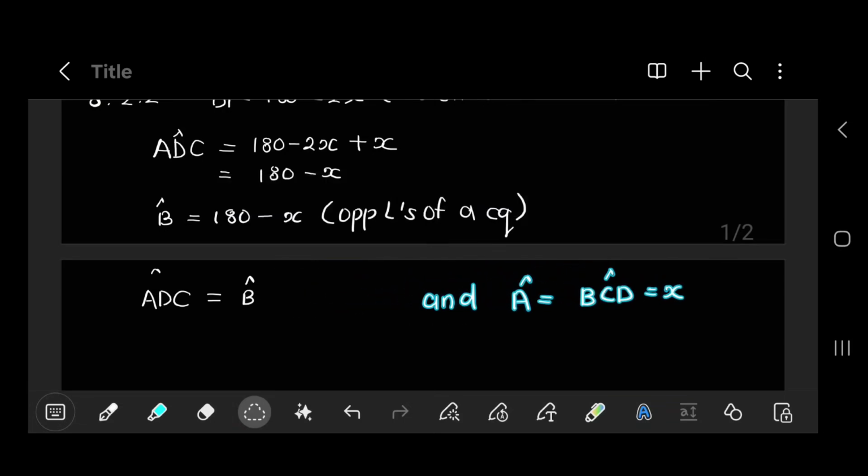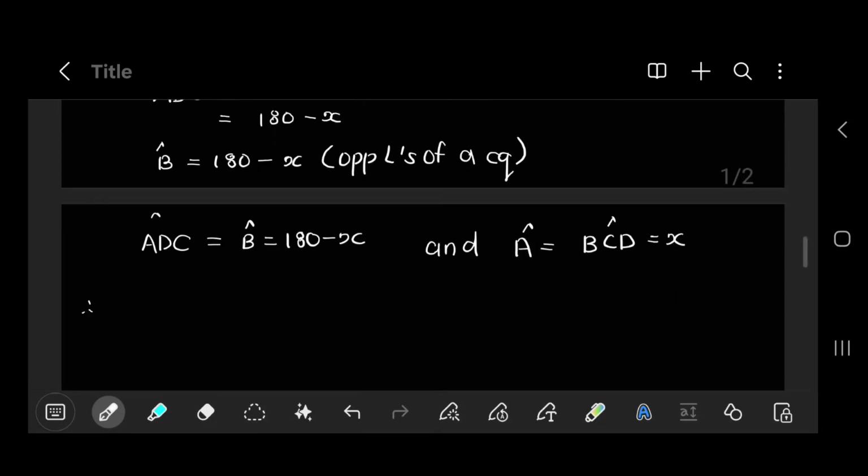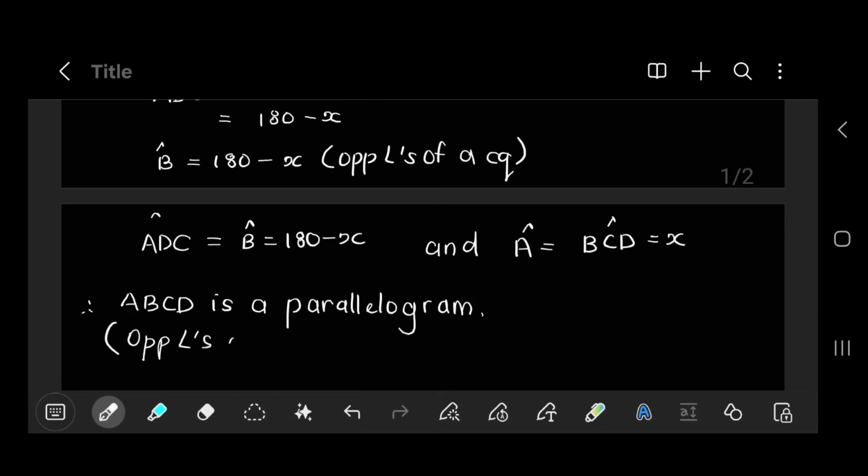Well, I mean, if you want to show what they equal to, you can. So if I just move this up a bit, I can say that ADC and B was 180 minus x to show that, okay, they're both equal to 180 minus x. And then angle A and angle BCD was x. Therefore, ABCD is a parallelogram. And the property that we used is that opposite angles of a parallelogram are equal.